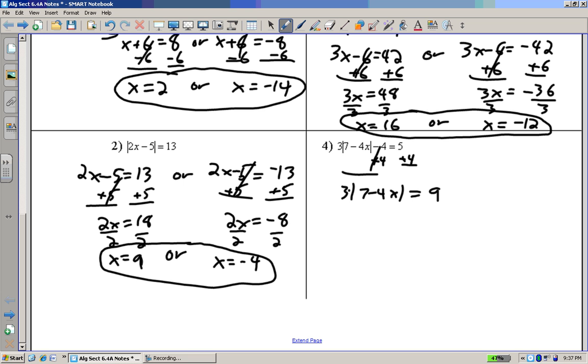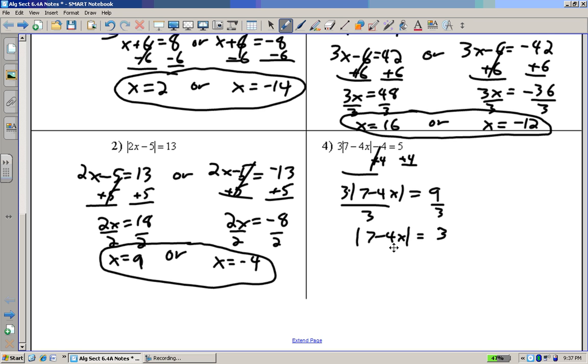Now, we've got multiplication here. To undo the multiplication, we're going to divide. And we end up with the absolute value of 7 minus 4x equals 3. Okay, so we have the mirror by itself.